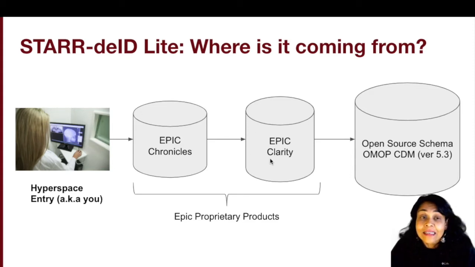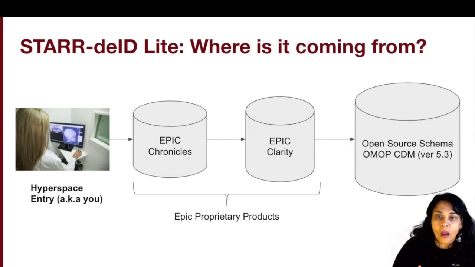The data in Epic Clarity is a relational database, and Epic Clarity is what is used as the raw data that is mapped into the OMOP common data model. So it's the raw data that we use, and that's mapped into the OMOP common data model. There are a couple of things that I think are really important for the users to understand.